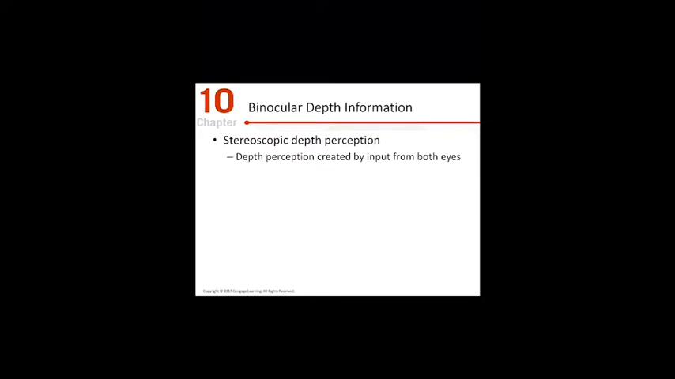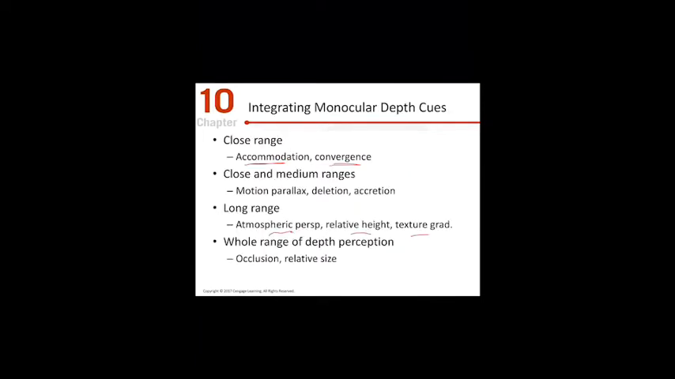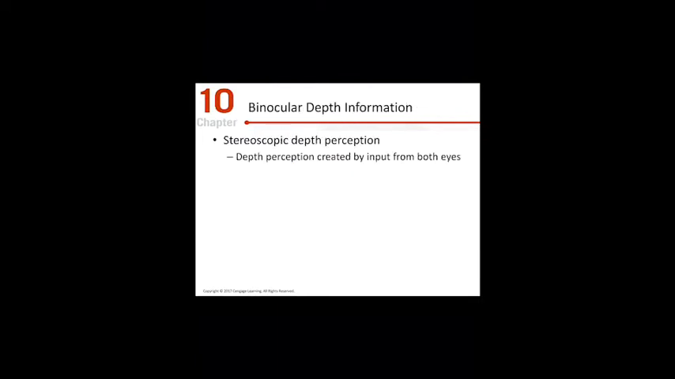So those were monocular cues. So we talked about integrating the monocular cues. We talked about cues that we use in terms of if an object's moving. We talked about oculomotor cues. Now let's talk about binocular depth perception.